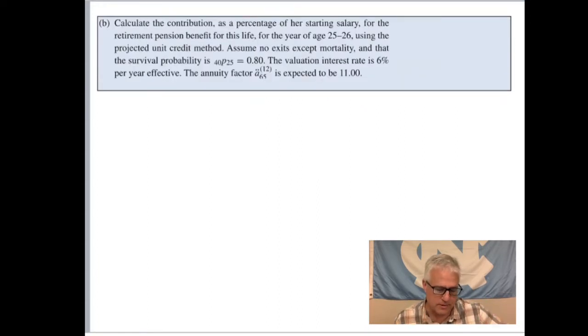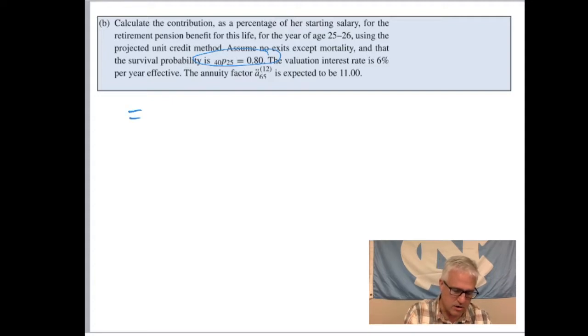Part B is a little more complex. It's to calculate the company's contribution, still defined benefit, as a percentage of her starting salary for the first year. And we assume no exits except mortality, and we're told the probability that she'll be around at age 65. And using the projected unit credit method, we'll assume the salary increase, and the contribution we need to make is the entire amount of the reserve for that.